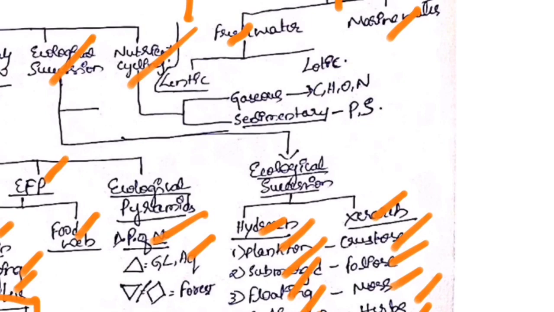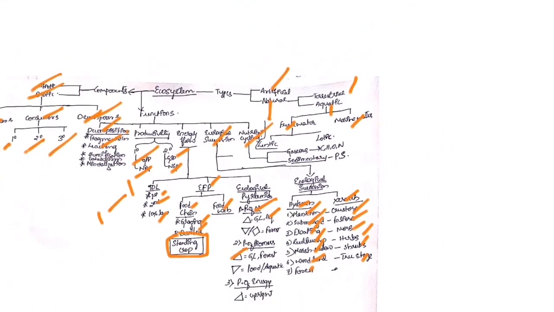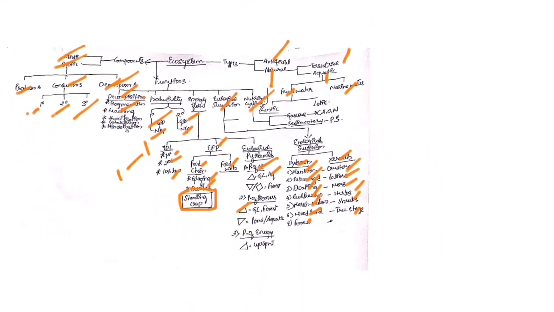Next, we started with nutrient cycling. Basically two types of nutrient cycling are there: gaseous and sedimentary. Under the gaseous, carbon, hydrogen, oxygen and nitrogen come under gaseous nutrient cycling, whereas within the sedimentary cycle, phosphorus and sulfur come under the sedimentary cycle. This is about the ecosystem.